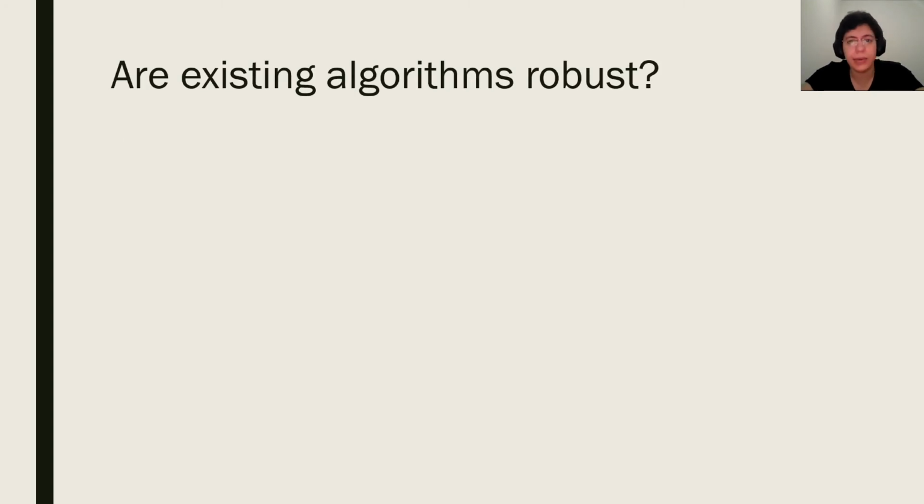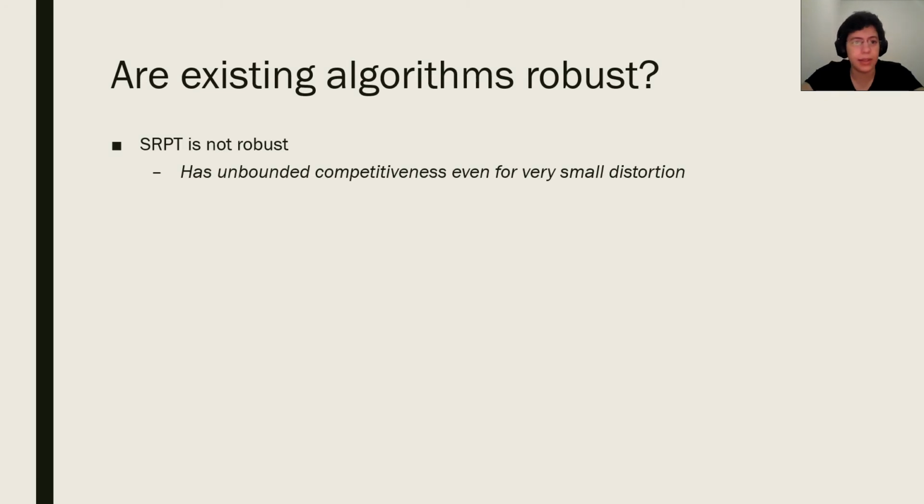Now, our existing algorithm is robust in the way I've just described robustness. So we can consider SRPT, shortest remaining processing time, where the processing time that we consider is the estimate, because we are not aware of the actual processing time, but only the estimate. If we do this, then the resulting algorithm is not robust and has unbounded competitiveness even for a very small distortion. Consider, for example, a distortion of 1 plus epsilon. We think the job's processing time is 1, but it's actually 1 plus epsilon.